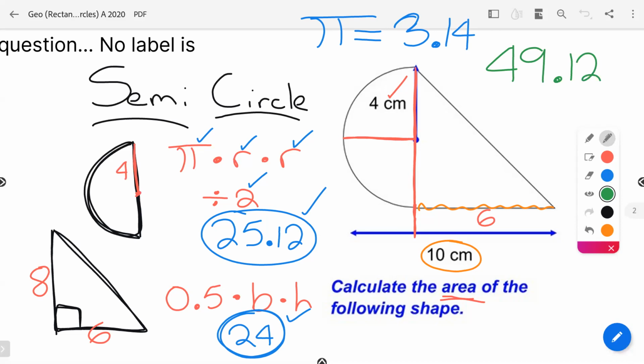And again, we're not really worried about the labels just yet. We just want to make sure that we dissect our compound shape correctly, and we actually match them up and use the formulas, okay? So that's that. Okay, that was the area of the question, and I hope you found this both helpful and informative.